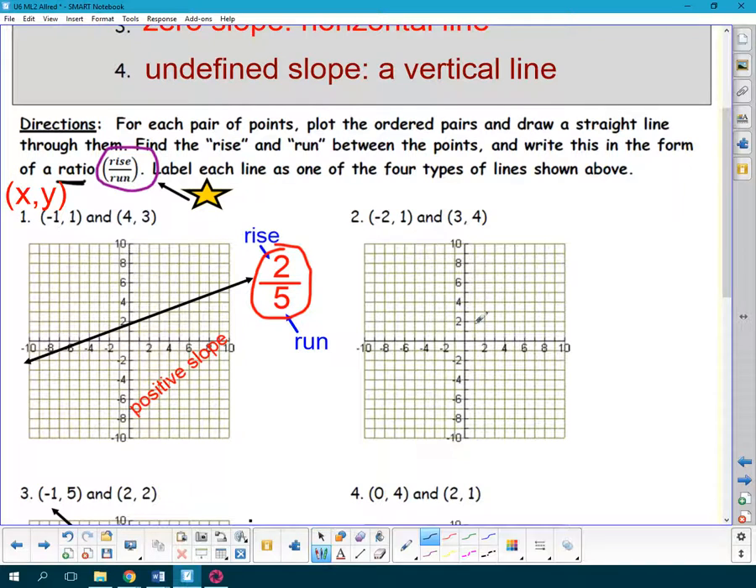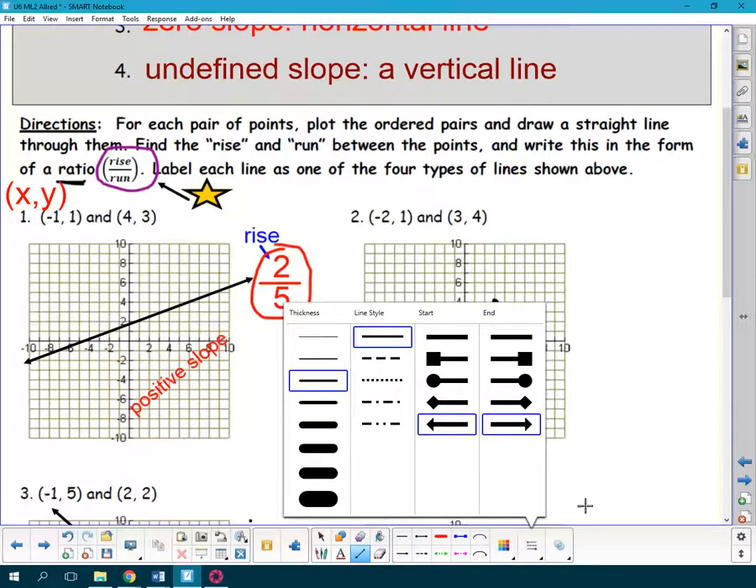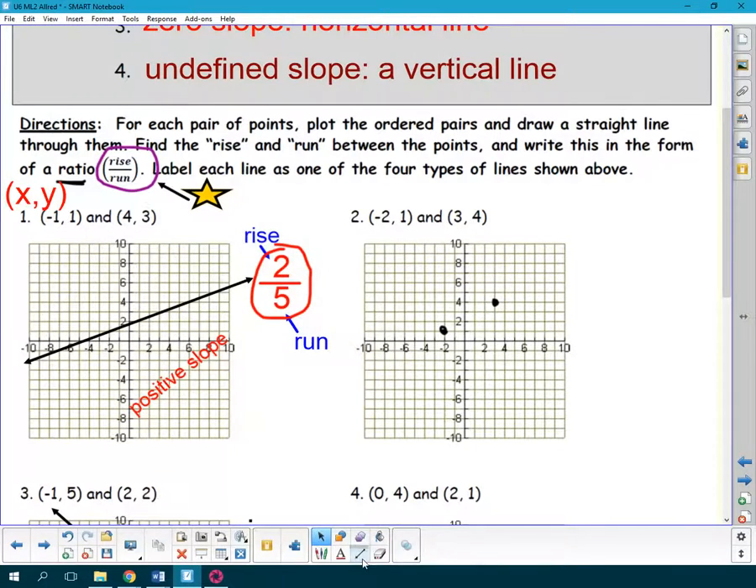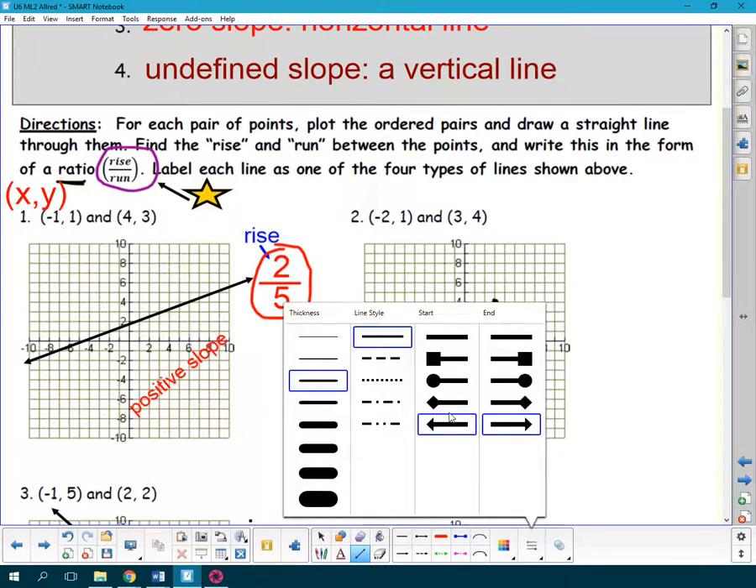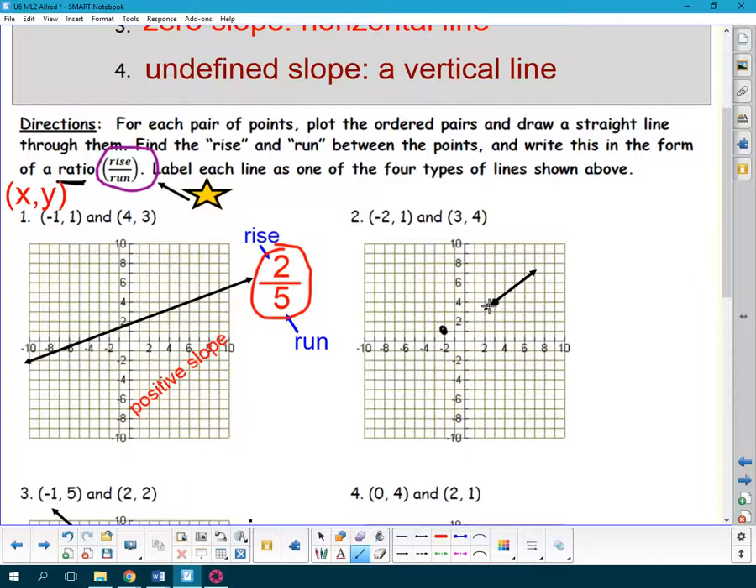Okay, if I plot some points here for number 2, I got -2, +1. That's a point right there. And 3, 4. That's a point right here. Okay, you're totally going to draw a line through those 2 points. So you definitely will be asked to draw a line through those 2 points for sure. I'm going to draw a line through those 2 points. My line's not perfect because I'm not a perfect person, and I apologize for that. I can't change the way that I am. But I have a graph right there.